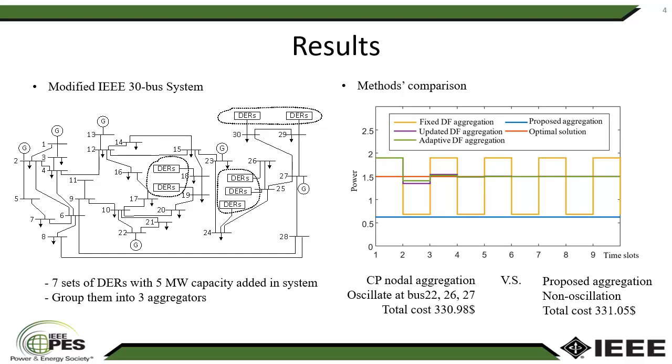Although the proposed aggregation operated at a suboptimal solution, the total cost is very close to the CP node solution, and more significantly, the system keeps steady without oscillation.